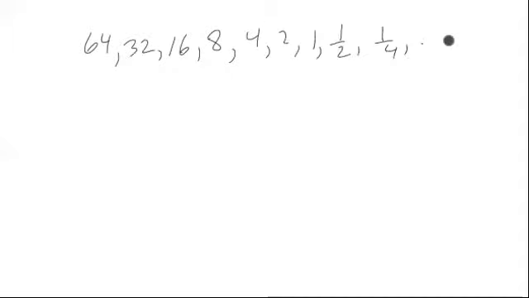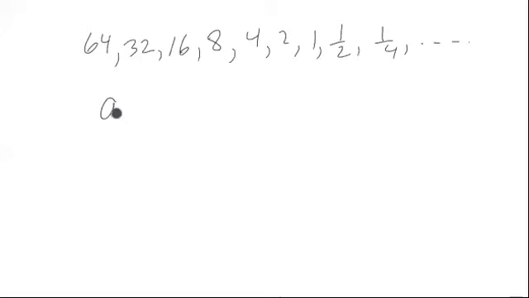We're looking at exponential type patterns for sequences where we multiply by the same thing every time. Let's look at another case, maybe where we take something like 64, 32, 16, 8, 4, 2, 1, 1/2, 1/4. What are we doing? We are multiplying by a half each time.